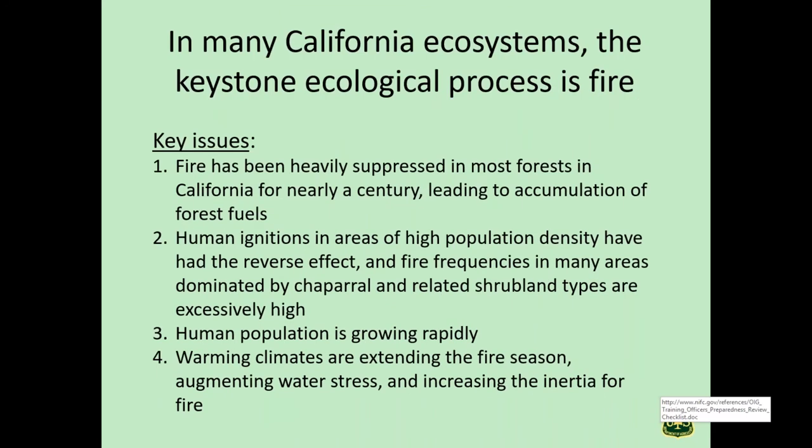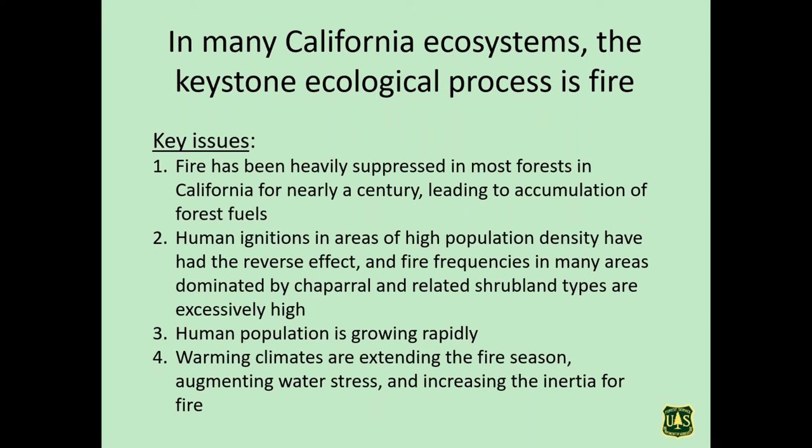So, in California, in a lot of the ecosystems, fire is the keystone ecological process. And as you know, fire has been heavily suppressed in most forests in California for nearly a century. This has led to an accumulation of forest fuels. On the other hand, there are places in California, most notably in Southern California, to an extent around the Bay Area, where high rates of human ignition have had the reverse effect, right? Essentially, we have fire frequencies now in areas dominated by things like coastal sage scrub or chaparral, for example, where excessively high frequencies are leading to major environmental degradation.